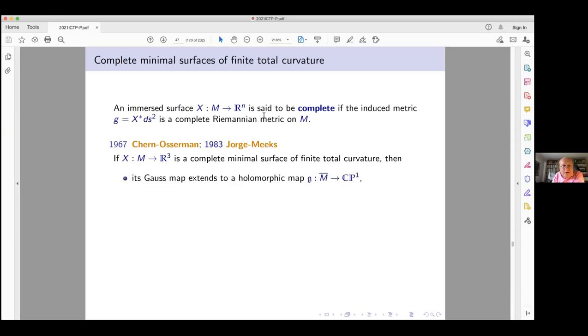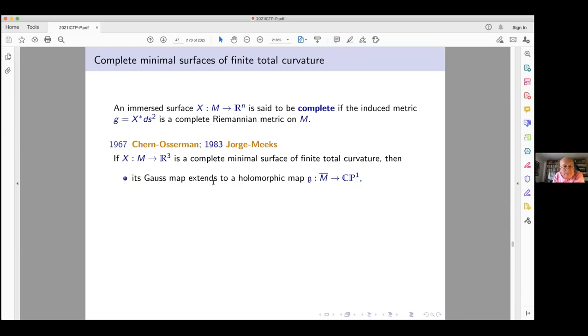Okay, so if you look at such a surface in R3, then first of all, its Gauss map, which is a meromorphic function, will actually have only poles at the ends. So it will extend to a holomorphic map.